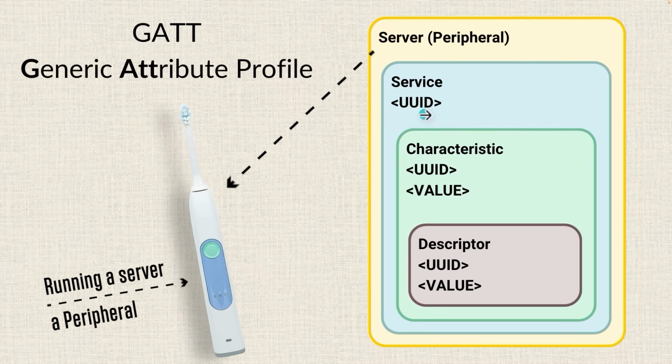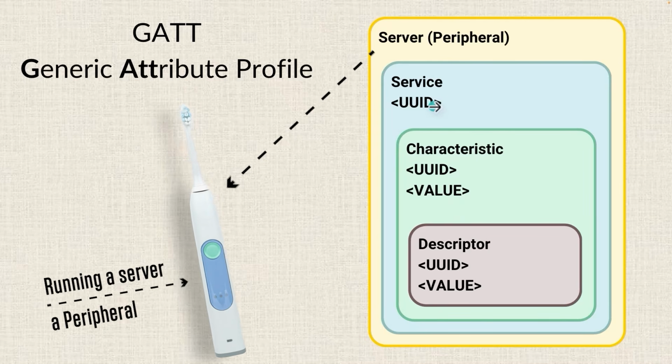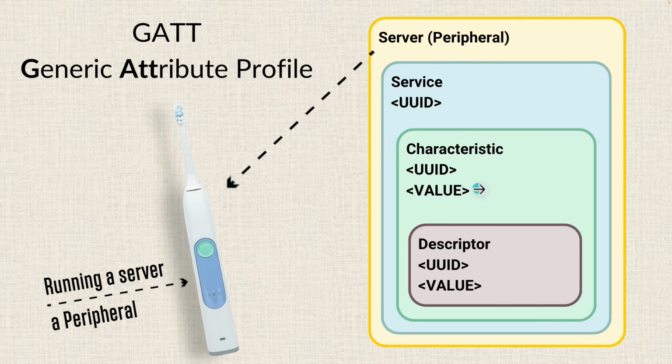I kind of like that acronym. I think it's a little silly, but whatever. Now each service can have multiple characteristics associated with it. And the characteristic is the actual value, right? So let's say that this was the user data service for my toothbrush. And let's say that the characteristic here is like time running, something like that. And so the value would be, I don't know, how many seconds it's been running since it last started.